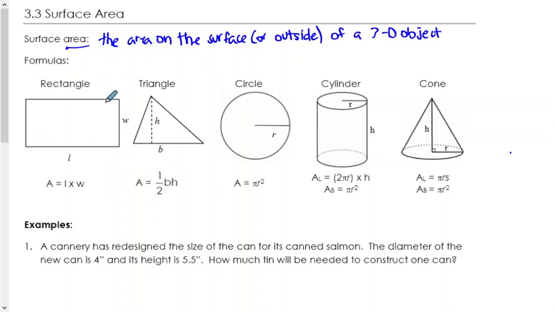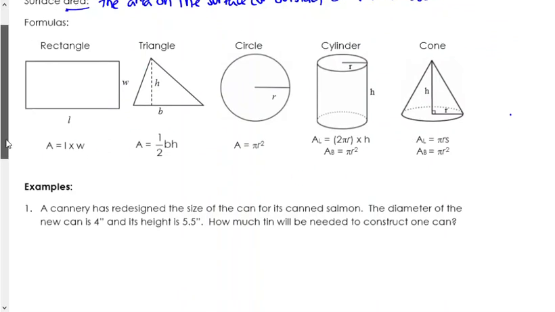So when we're talking about just the area of a rectangle, that's not really a surface area because it's not 3D. Same thing as a triangle, circle. But as soon as we get to a cylinder or a cone, that is going to be a 3D object, and that is going to be surface area. So there's different surfaces that we have to look at.